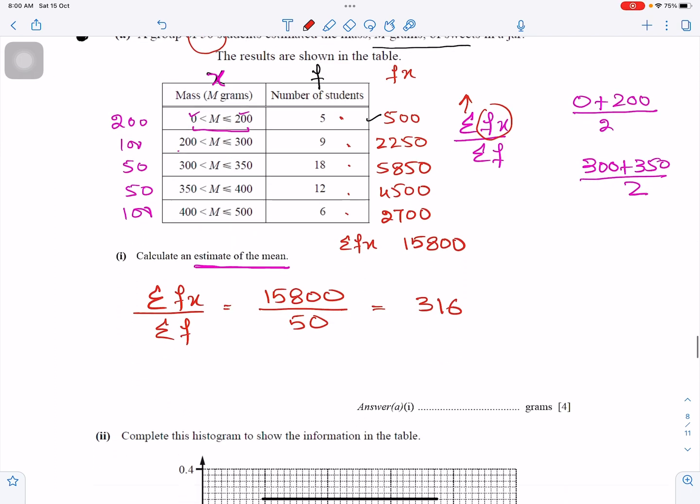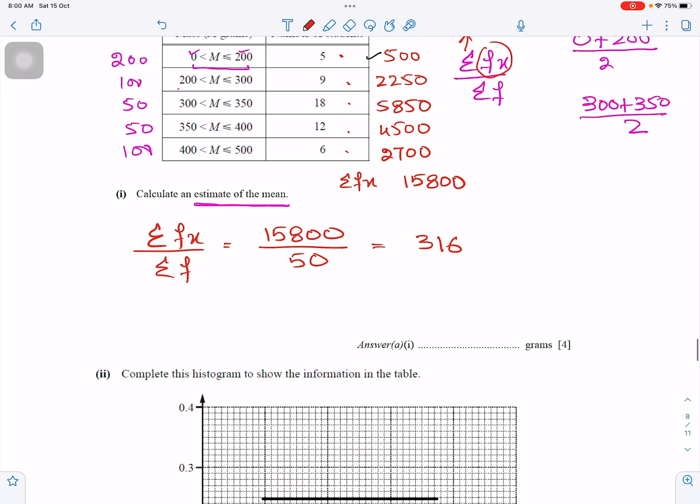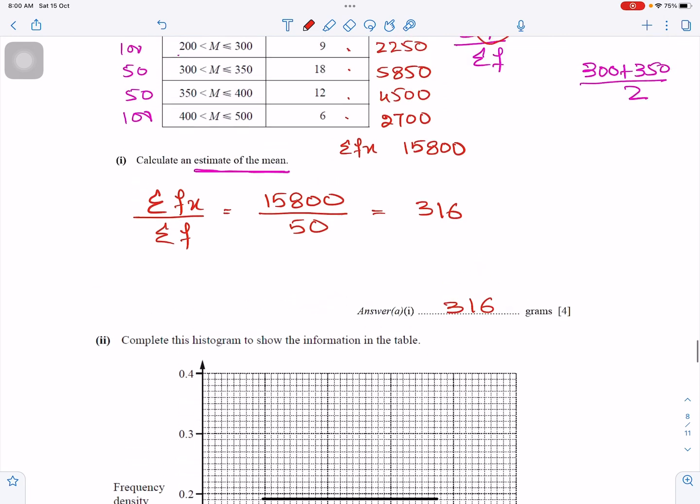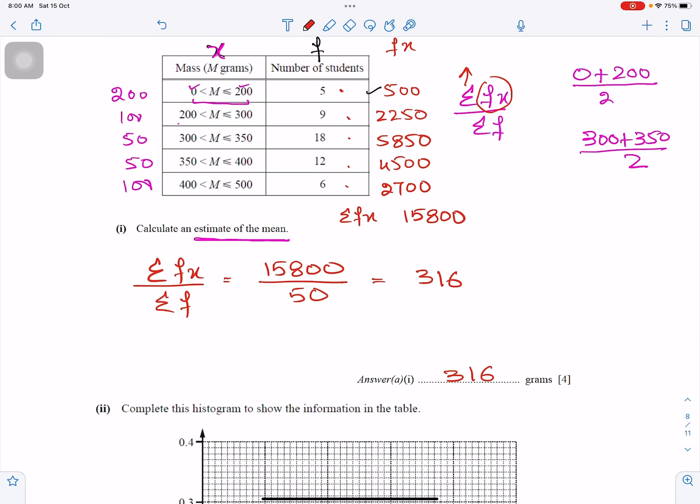Okay, now let's see the next question. By the way, you will write the answer in the space provided to you. Complete the histogram to show the information in the table. Now if you see here, 0 to 100, 100 to 200 is given to you, and 400 to 500 is given to you. So you have to complete the graph for between 200 to 400. So you have to complete the graph for this part, and this part.